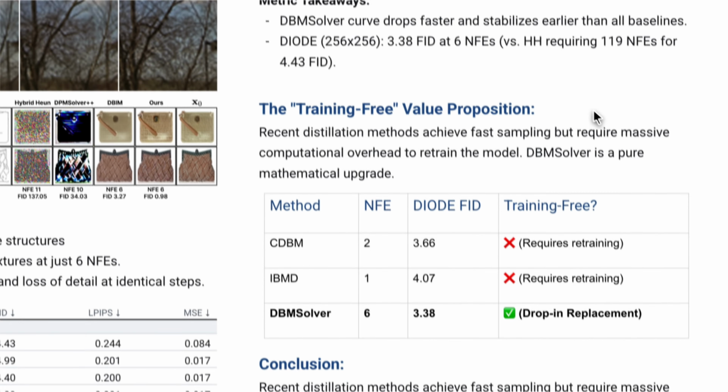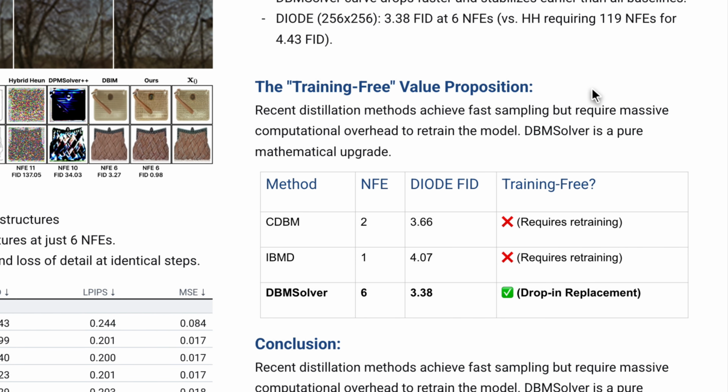And I'd like to mention once again, this is completely training free. It's a drop-in replacement. There is no training, no fine-tuning, no architectural changes required. Distillation methods like CDBM and IBMD, consistency diffusion bridge models and inverse bridge matching distillation, they match our speed. They actually are faster, but that's only after massive retraining overhead. DBMSolver is a pure mathematical upgrade, and you can apply it to any pre-trained bridge model today.